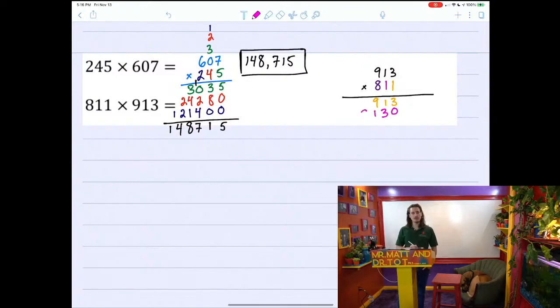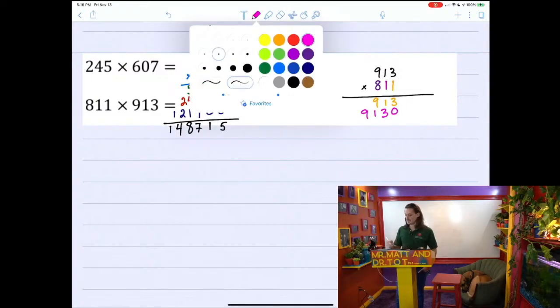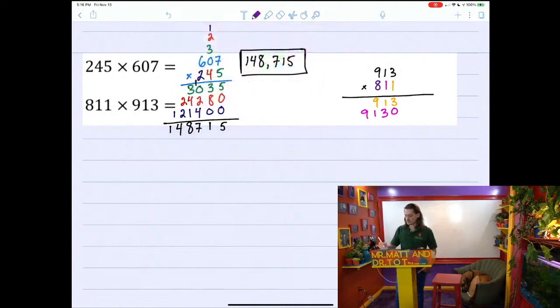And now we're multiplying by 8. 8 times 3 is 24. So keep the 4, carry the 2. 8 times 1 is 8, plus 2 is 10. So keep the 0, carry the 1. 8 times 9 is 72. 72 plus 1 is 73.